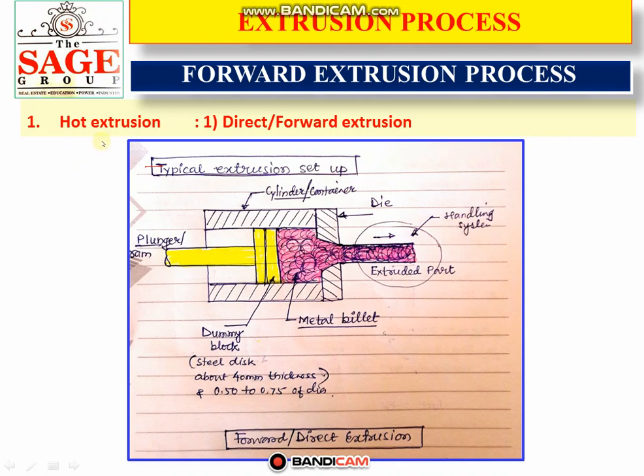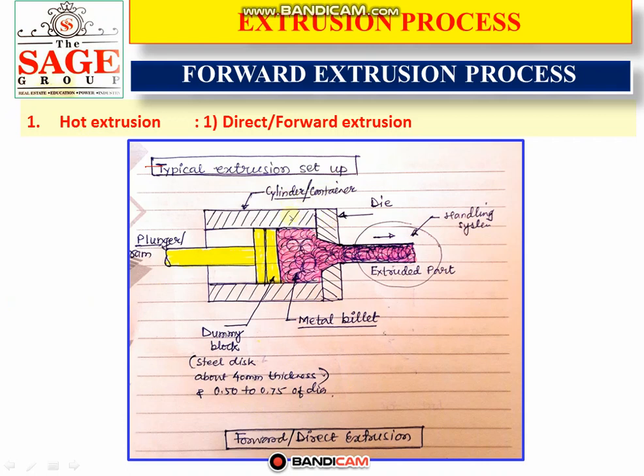Now the first process is known as the hot extrusion process, and under hot extrusion the first method is the forward or direct extrusion process. This is the setup of the forward or direct extrusion process. First of all, what do you mean by hot extrusion? Hot extrusion means that before starting the process, the metal billet, that is the raw material, placed inside the cylinder or container, is heated up to or above the recrystallization temperature. That is known as the hot extrusion process. In the hot extrusion process, the metal billet is heated up to or above the recrystallization temperature of the material.